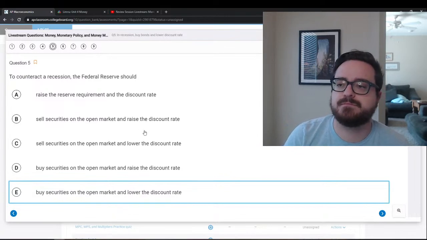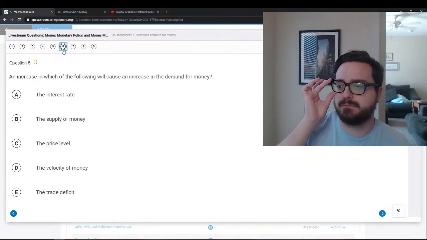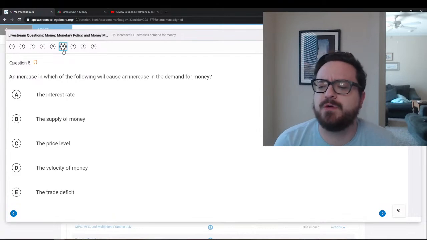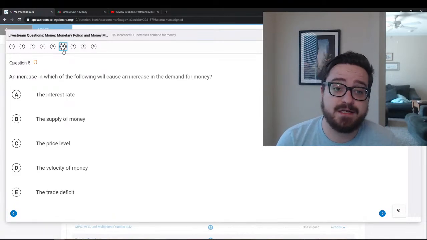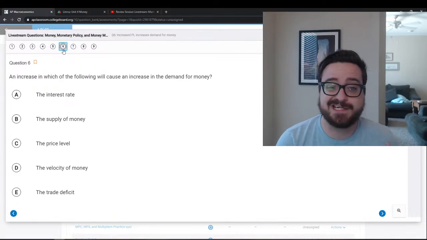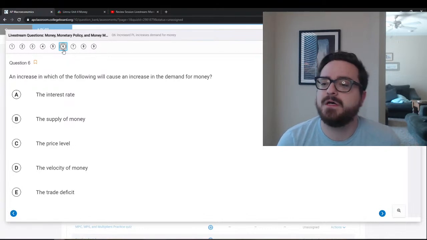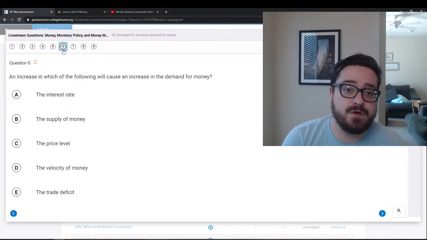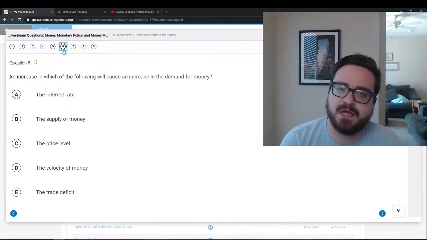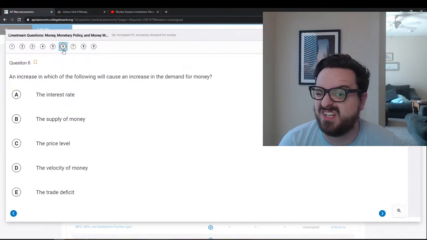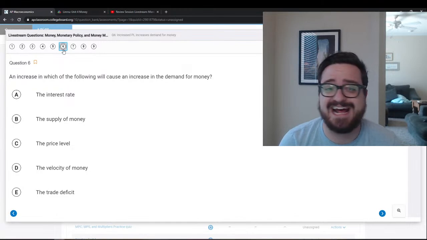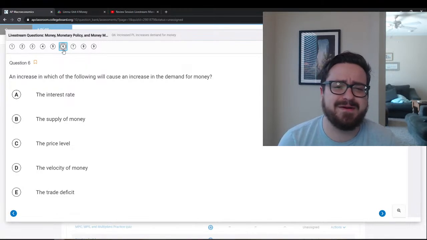All right. 6. An increase in which of the following will cause an increase in the demand for money. All right. I technically just talked about this also, but that's how this whole thing goes. Increase in interest rates. No, I would not want more money if interest rates were higher. In fact, I would kind of want less. I would rather have my money in an asset if interest rates were higher. I'd rather have money in my savings account than have it in my pocket.